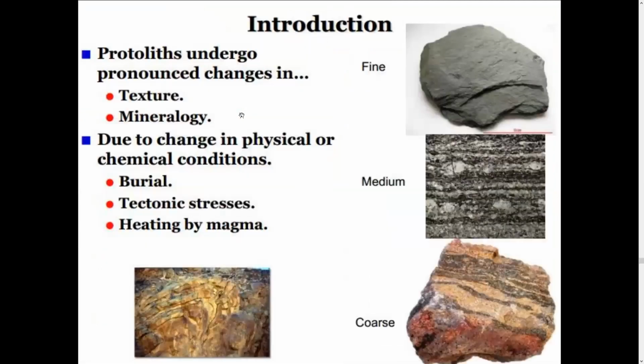Now, once such changes take place, the parent material or protolith undergoes changes. It could be changes in terms of texture, or it could be changes in terms of minerals, right? And such changes occur because of changes in physical or chemical conditions that are being brought about by things, for example, burial.